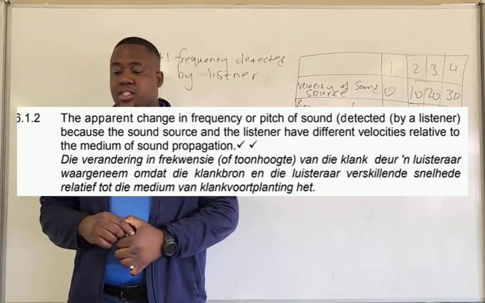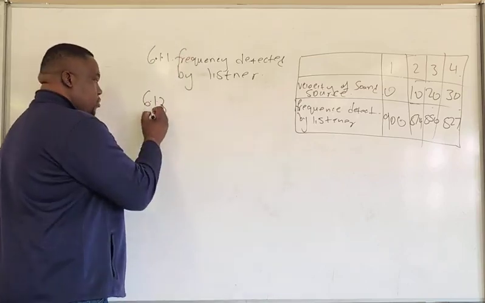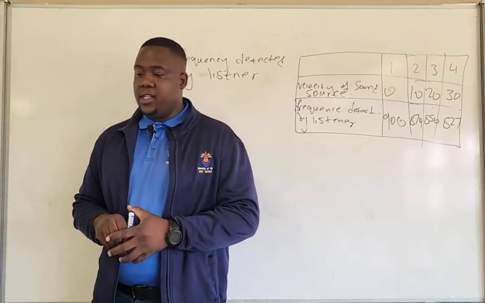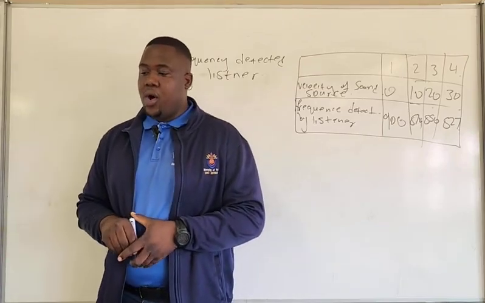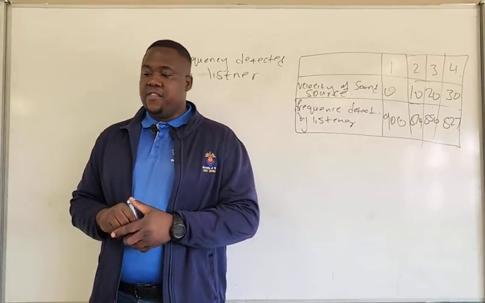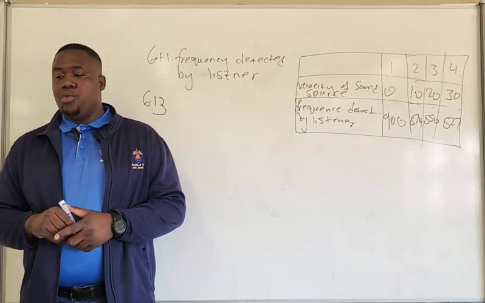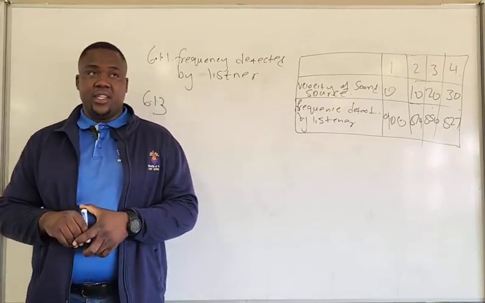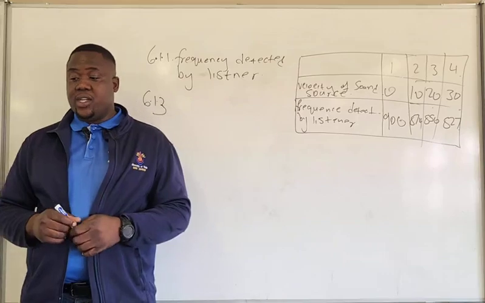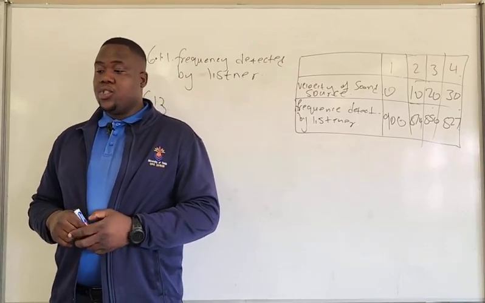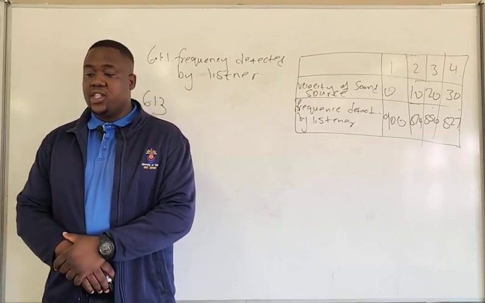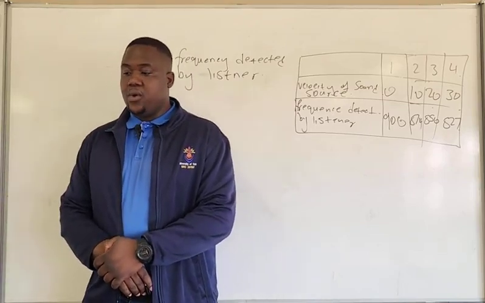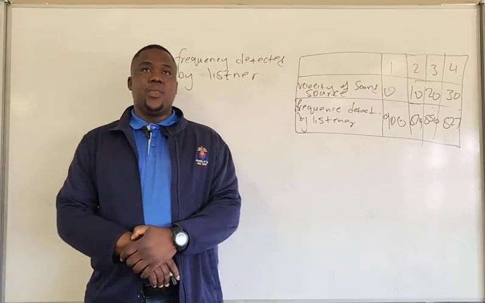Okay, then let us go to 6.1.3. It says, was the sound source moving towards or away from the listener? Then give your reason. Let us check that question. The question was saying the data below was obtained during an investigation into the relationship between the different velocities of a moving sound source and the frequencies detected by a stationary listener.